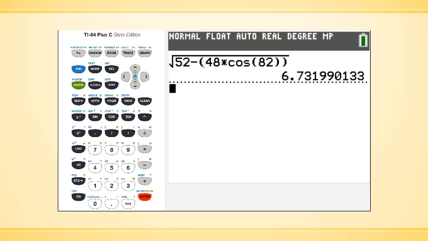It's important to put this second part in parentheses. Now, just for fun, let's say I did the cosine of 82 by itself. I just want to take a look at that number.